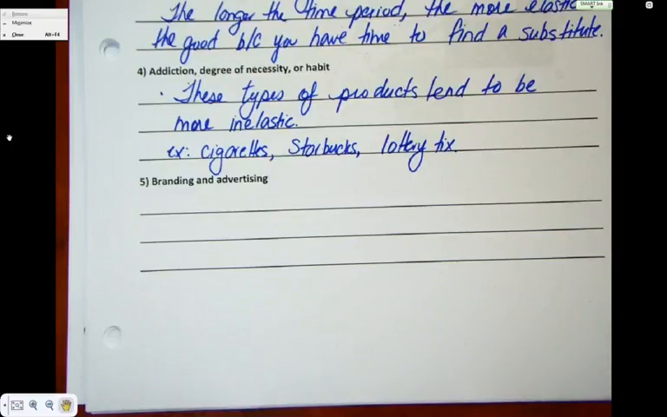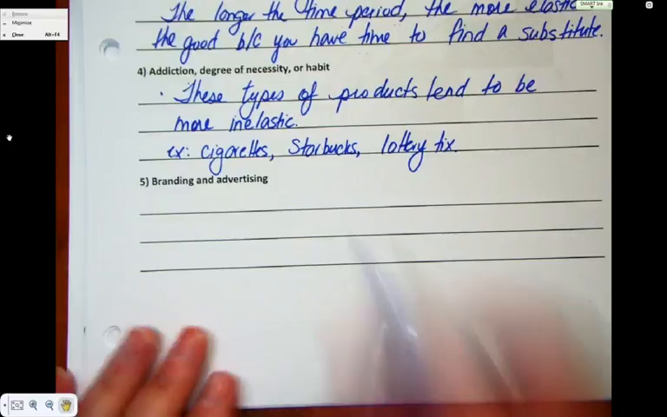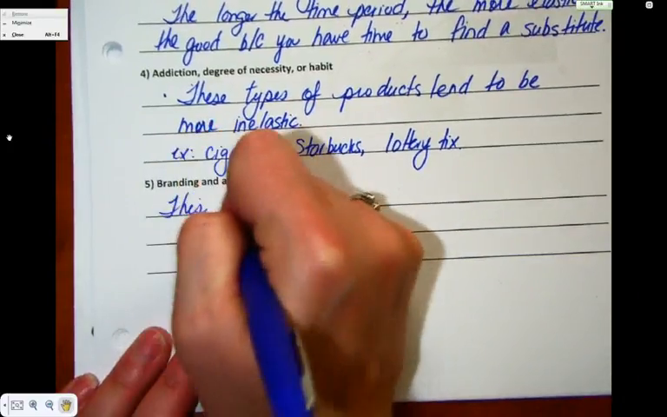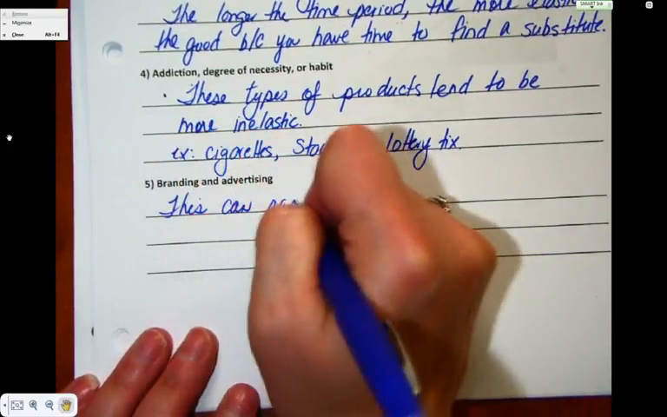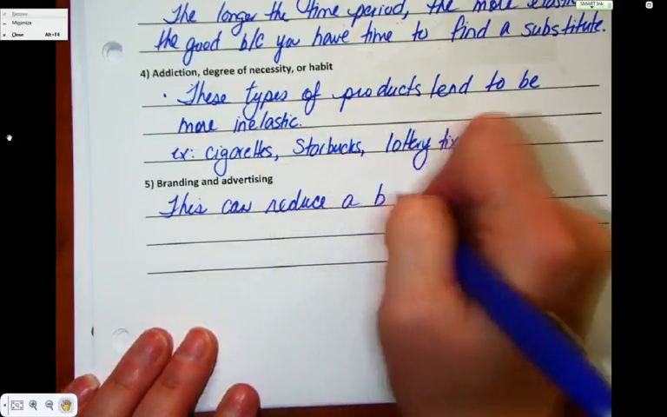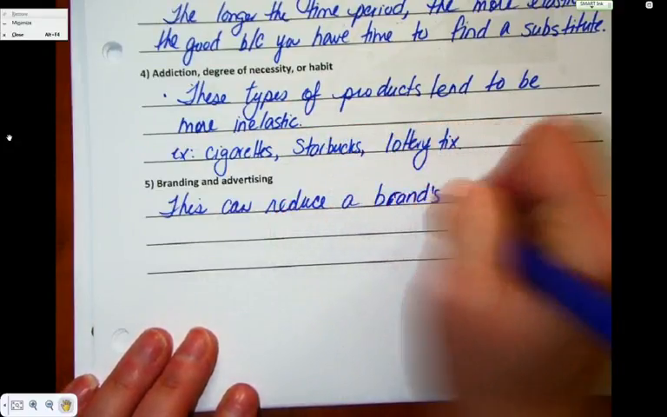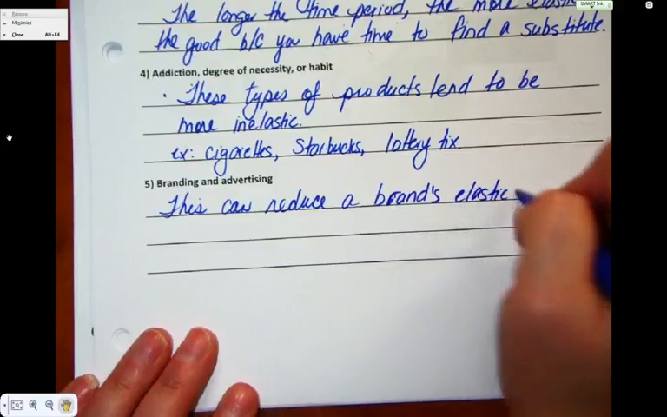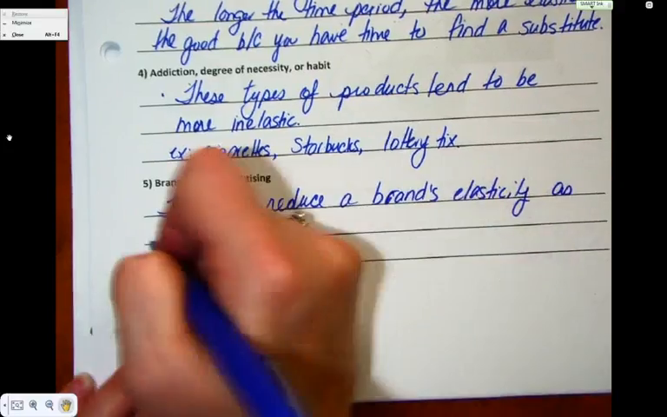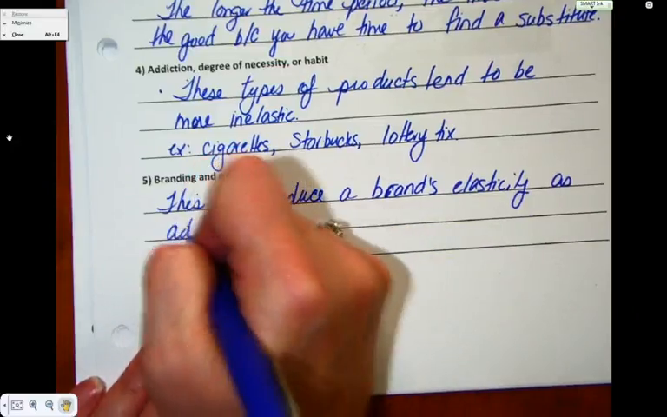Okay, and how does advertising do that? Yeah, it's actually a form of brainwashing when you think about it, right? They play the ads over and over and over, and it suddenly gets into your subconscious, but I need that, or I need the brand name because everybody else has the brand name. Really, they're brainwashing you. So this can reduce a brand's elasticity, as ads can convince us the good is superior.